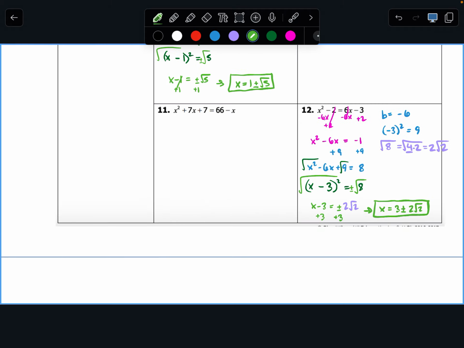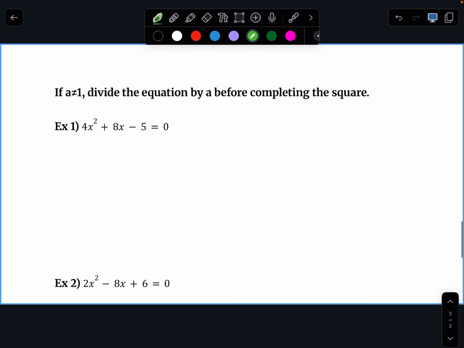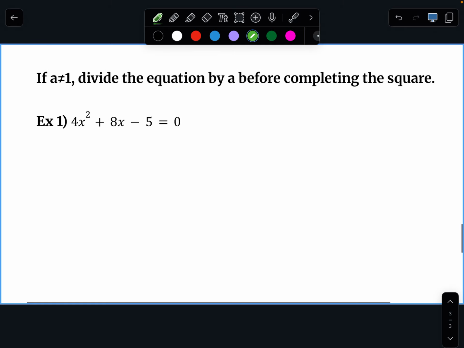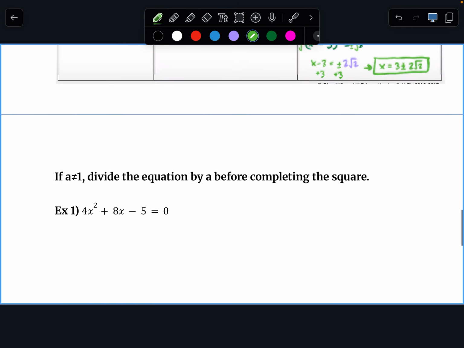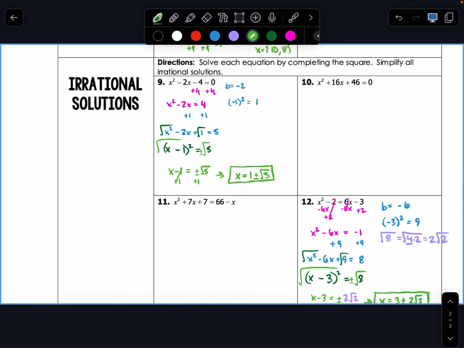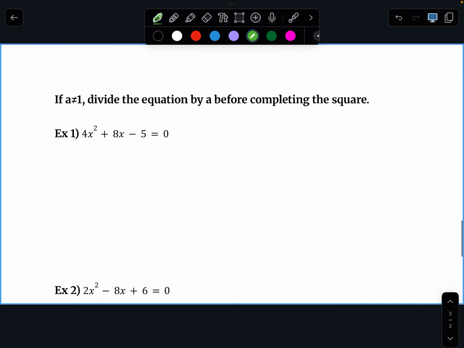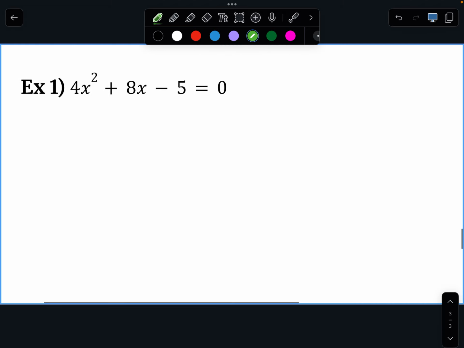Okay, flip it over. Now, all of the equations that we've looked at so far, all the quadratics, that first term, the x squared, had a coefficient of 1. You haven't even been able to see a coefficient. If you look at all of these problems, the x squared has no friend. It's just by itself. What happens when a does not equal 1? And there's, for example, a 4 in front of the x squared.